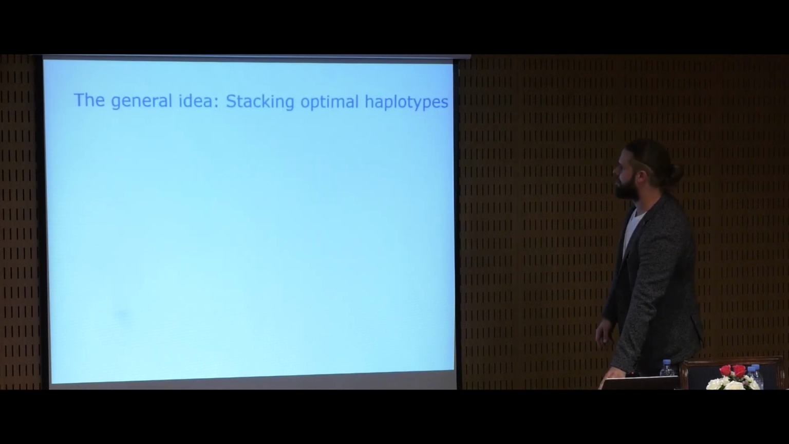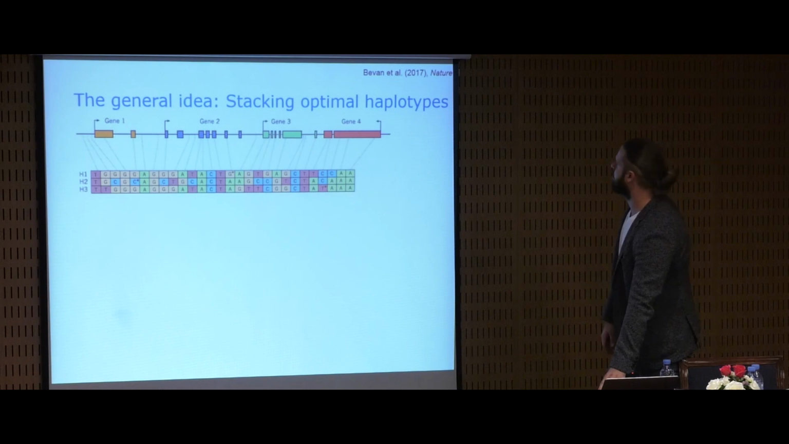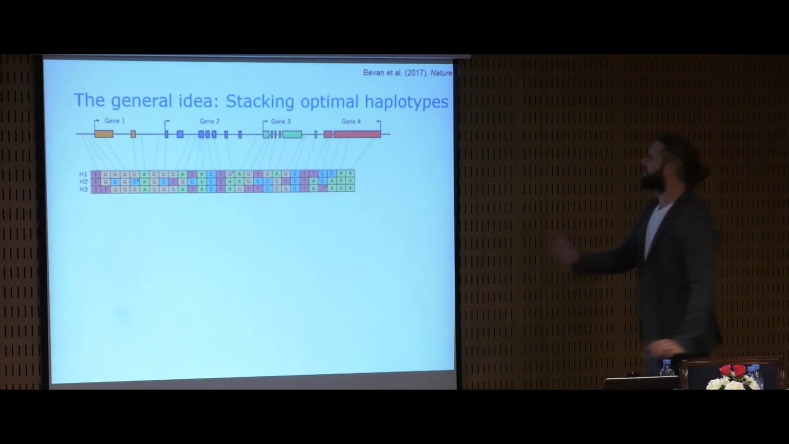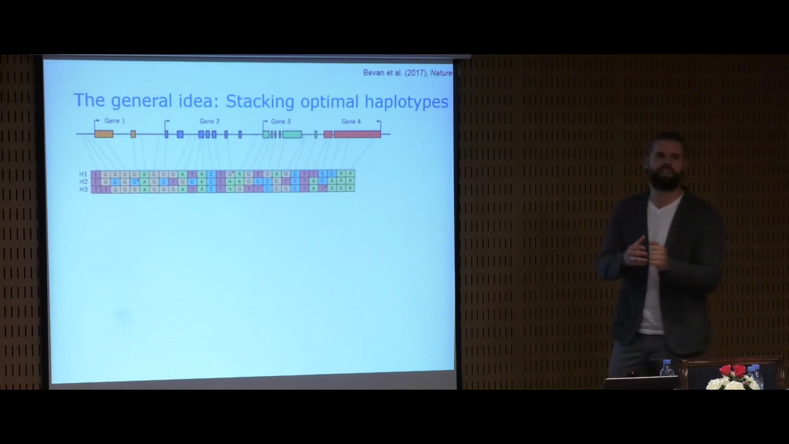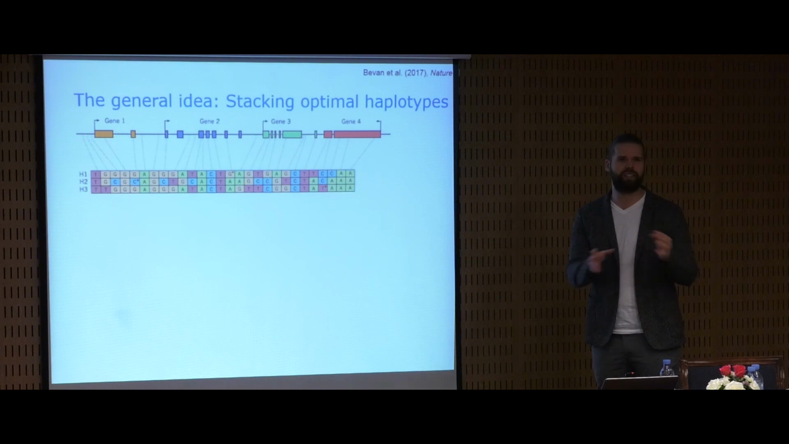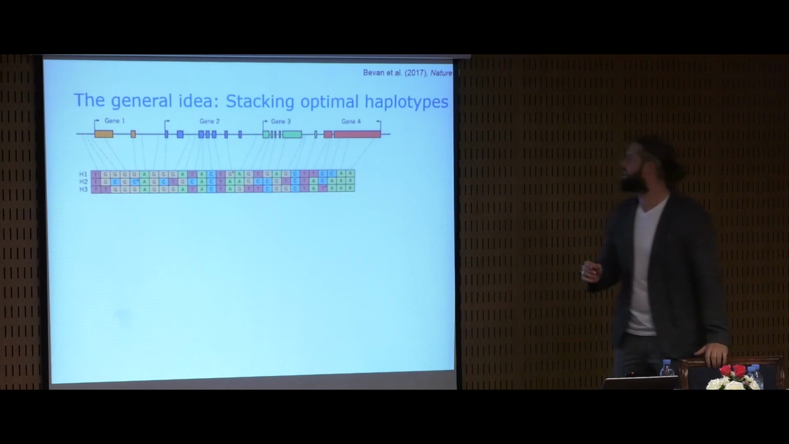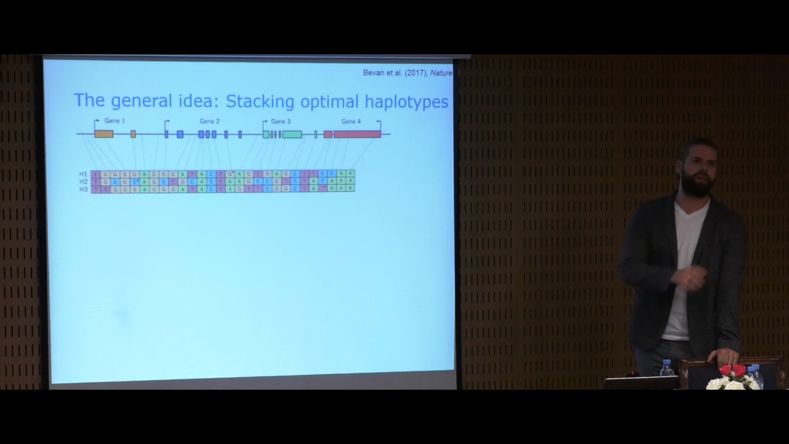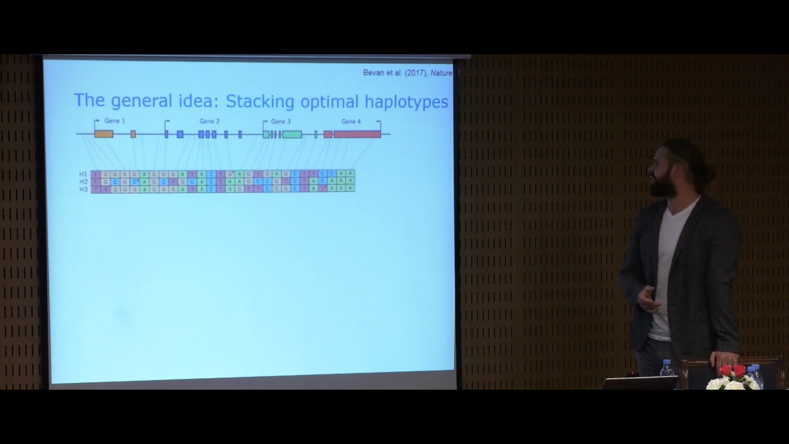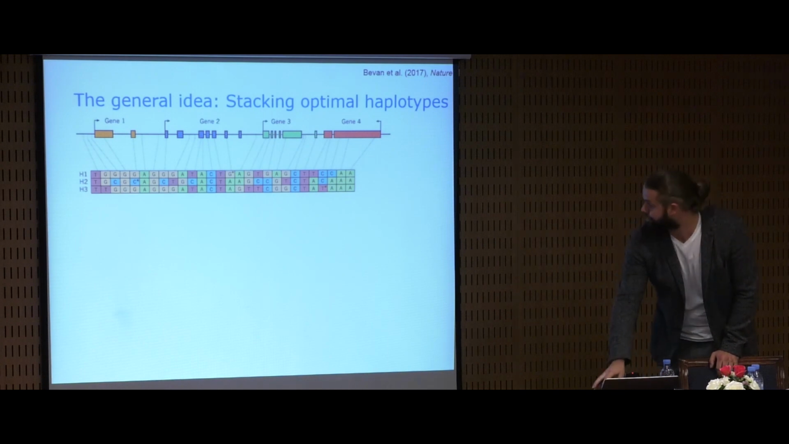So to sum up the first little bit, the general idea is to reduce the complexity on the one hand, but to increase the resolution at which you can actually depict marker trait associations. And obviously the main goal would be to stack as many favorable haplotypes as possible. So going back to the publication from Bevan et al.